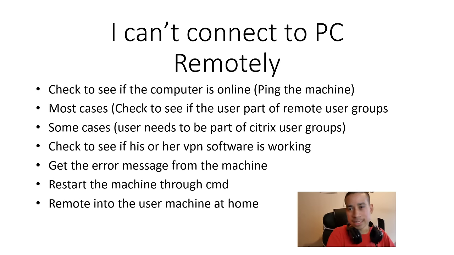Maybe their computer is having issues with connectivity, or maybe they have the wrong version of Citrix Receiver, because in certain work environments you need a certain version for it to work. And just remote into the computer using GoToAssist, TeamViewer, whatever you have, and just see what error message they're getting, and then troubleshoot it based on that. And that's it. That's pretty much what you would do. You just see what error messages they're getting.